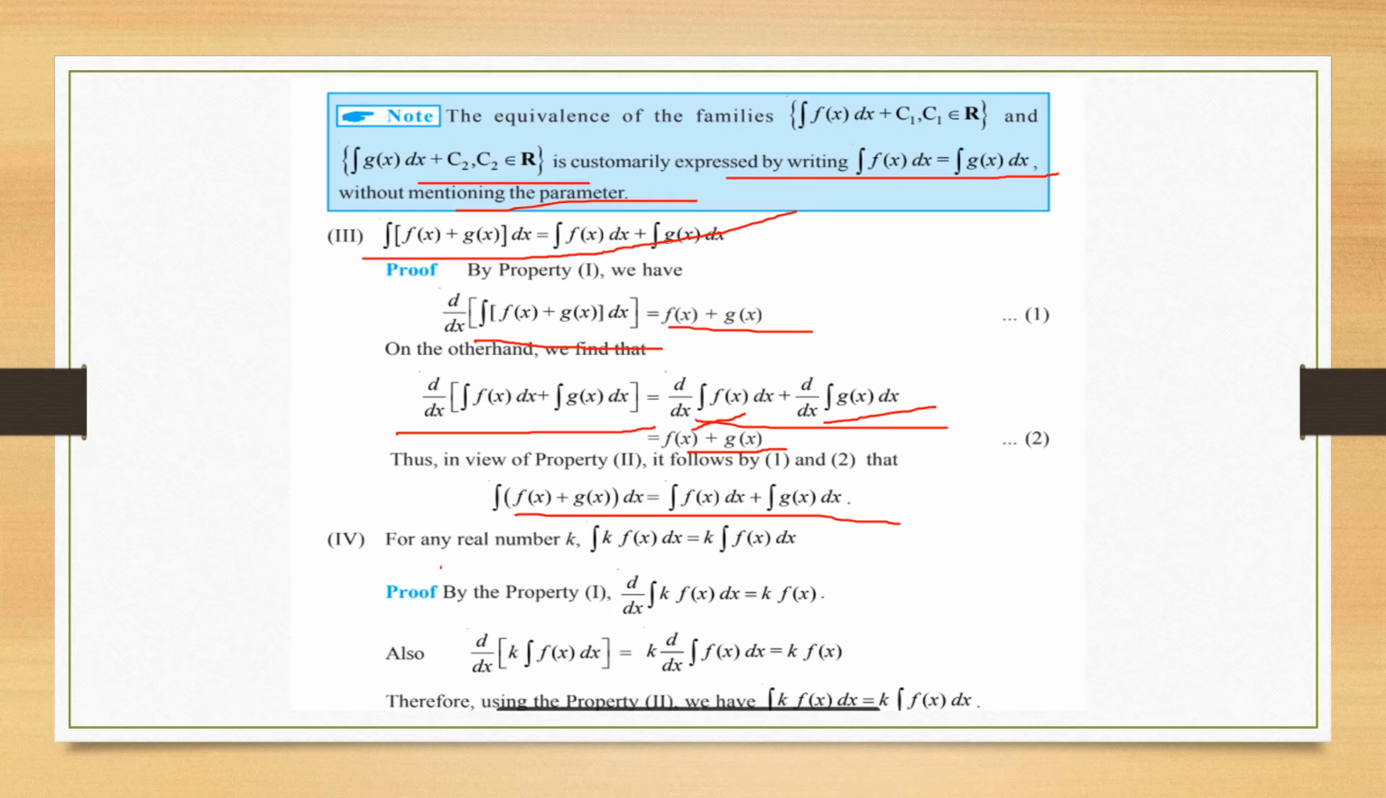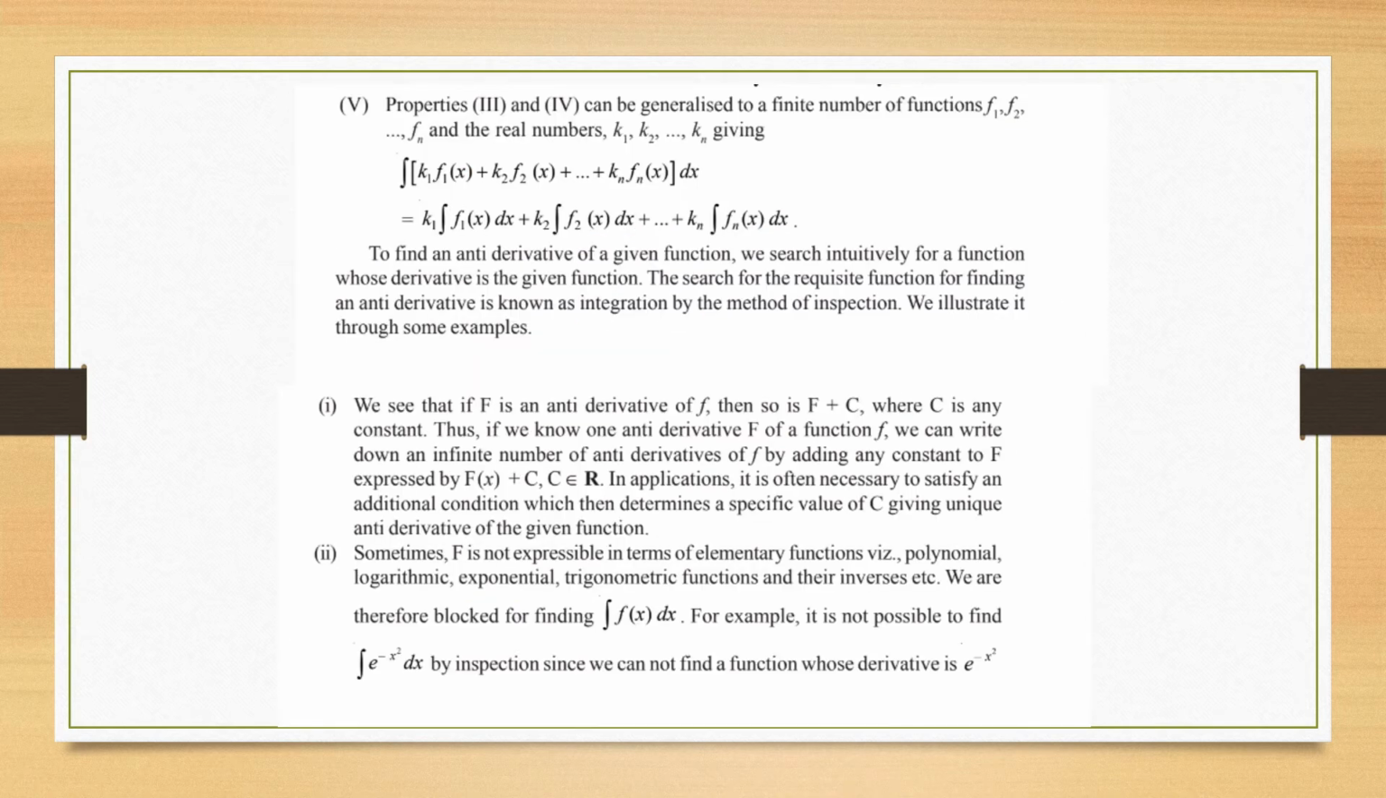Number 4: for any real number k, integral of k times f(x) dx is equal to k times integral f(x) dx, which means the constant k will come outside. Similarly, by using properties 1 and 2 you can prove this. Then we can generalize that if there are a finite number of functions with real numbers k1, k2, and so on up to kn, then you can take the real numbers outside and then take the integral of the functions, okay?